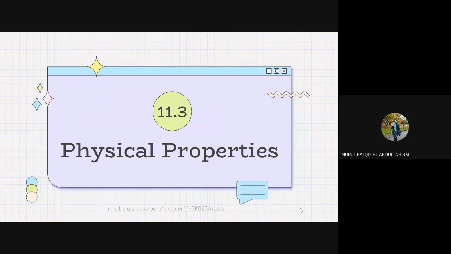Subtopic 11.3, physical properties. As I mentioned before, you have only 3 physical properties: boiling points, solubility, and acidity. But this time, since we are dealing with ammonia, which characterizes nucleophilic reactivity, it will bring the physical property of basicity instead of acidity. That is the only difference. The rest is the same.